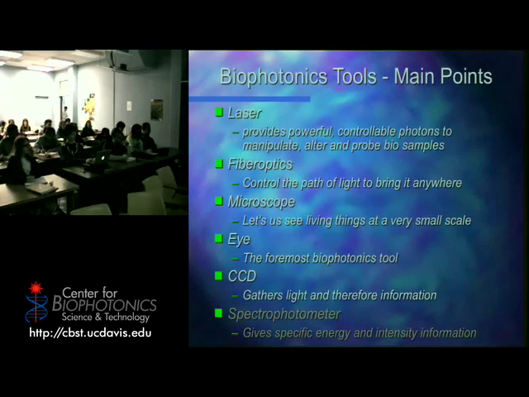And then we're going to leave this one to after next week, which is the spectrophotometer, and that allows us to get specific energy and intensity information for light. You guys have done a version of the spectrophotometer with the paper spectroscope, but after next week, and after we do our tour of CBST, you'll be doing some things with the higher end spectrophotometers.